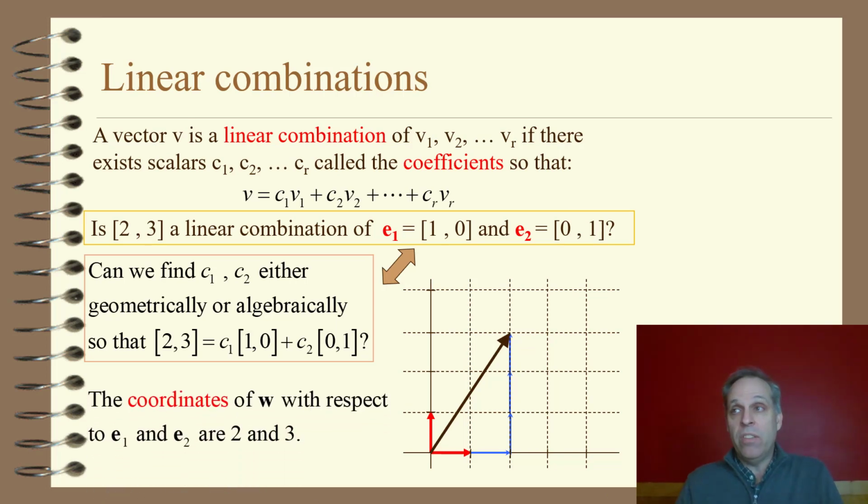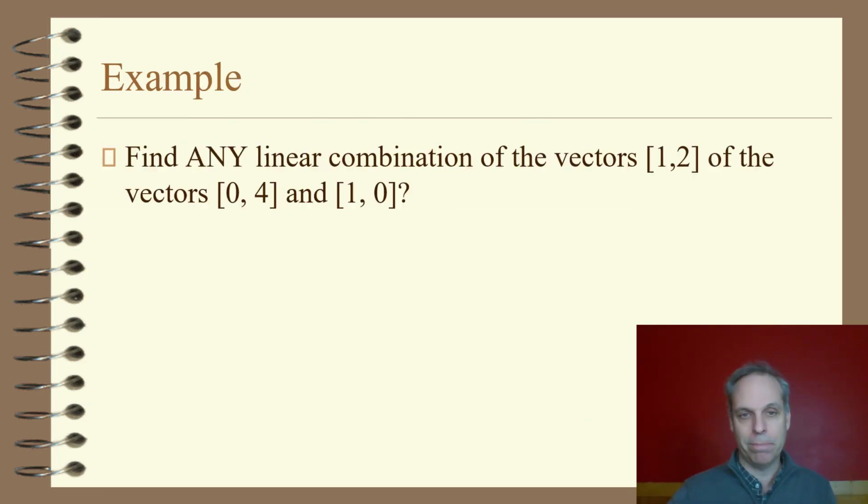So we then say the scalars formed in that linear combination are called the coordinates. They're the coordinates of the vector 2, 3 relative to the vectors e1 and e2. Notice that for the vectors e1 and e2, the coordinates of the vector relative to e1 and e2 are actually just the coordinates of the vector itself, because C2 was 3 and C1 was 2.